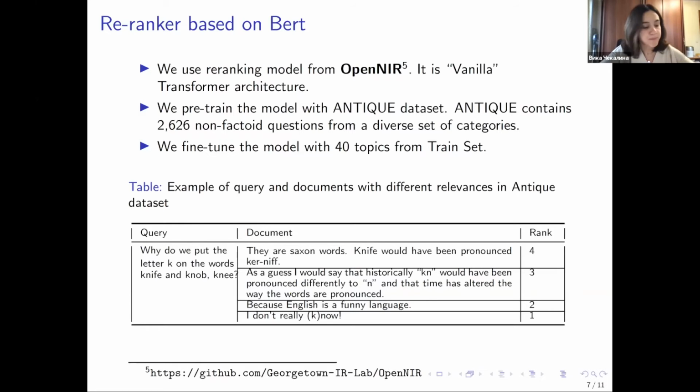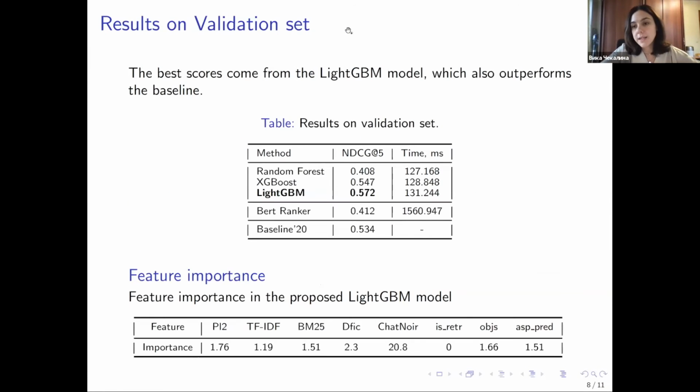This is a topic from the ANTIQUE data set, and using the ANTIQUE data set we train BERT during 500 epochs with learning rate 0.001 and batch size 56. And then we fine-tune BERT during 10 epochs with 40 topics from the train set. Then we take all our approaches and apply them to topics on the validation set and see how good our approach is on the validation set.